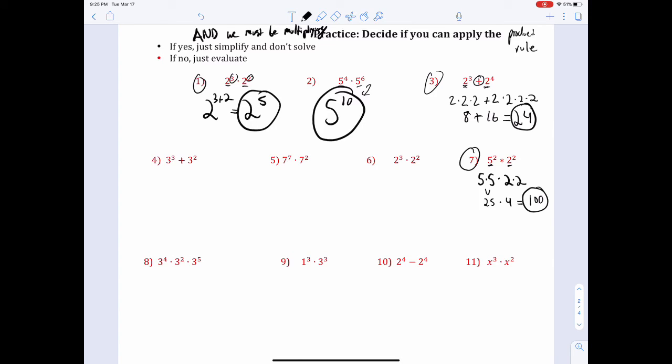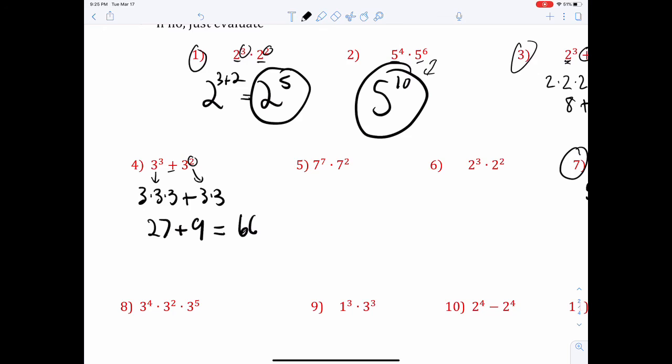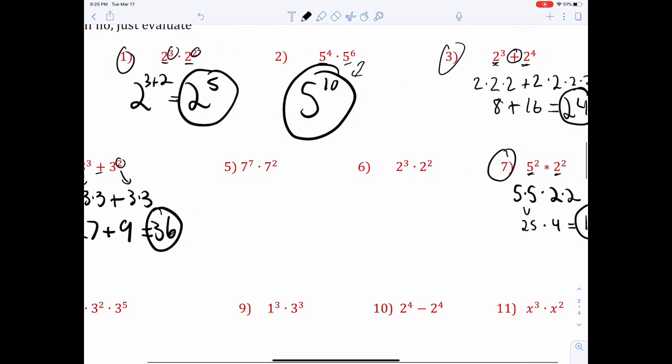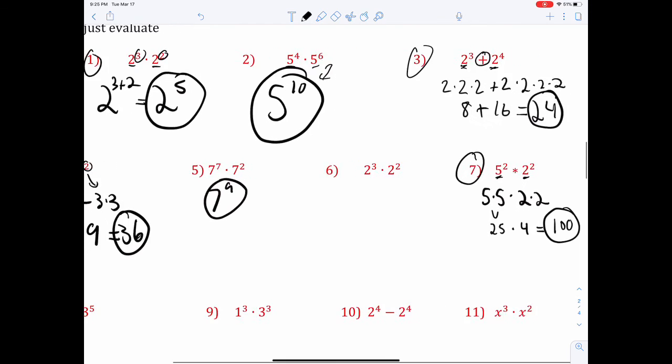3 cubed plus 3 squared. We can't use the rule here because we're adding, so we'll just do 3 times 3 times 3 for that portion. And for this portion, we'll do 3 times 3, just twice. And then 3 times 3 times 3 is 27 plus 9. That will be 36. Next one, we have 7 to the 7th power times 7 squared. Yeah, they both have the same base. That'll be 7 to the 9th.